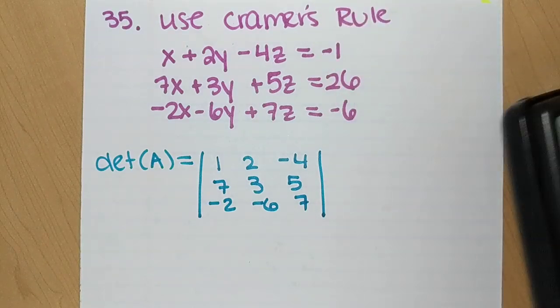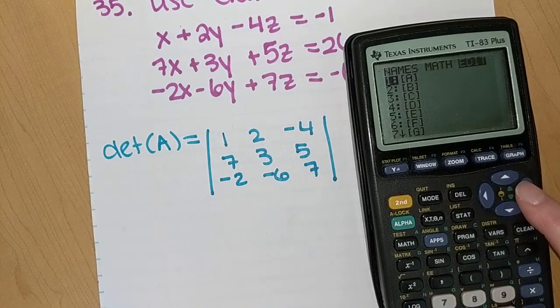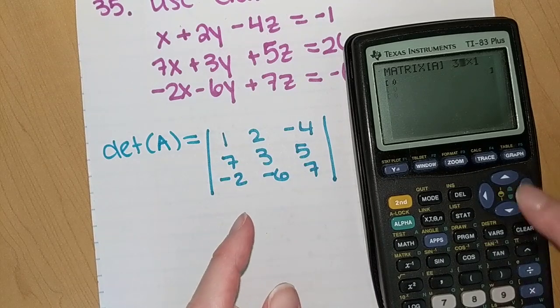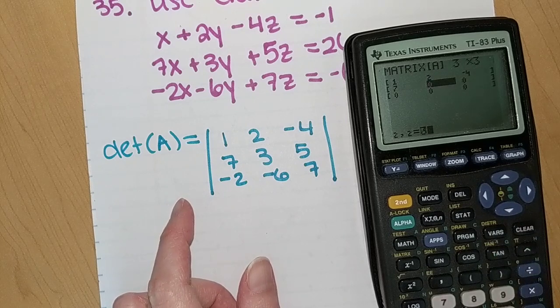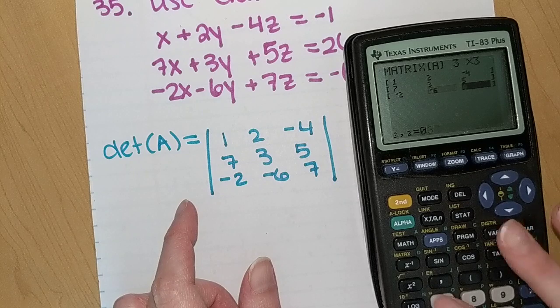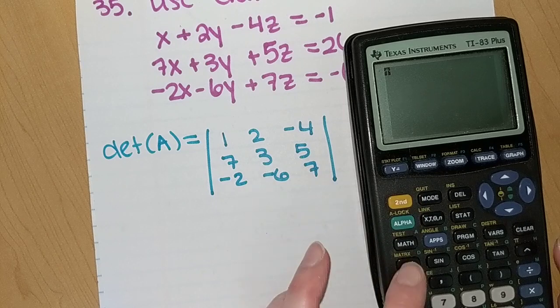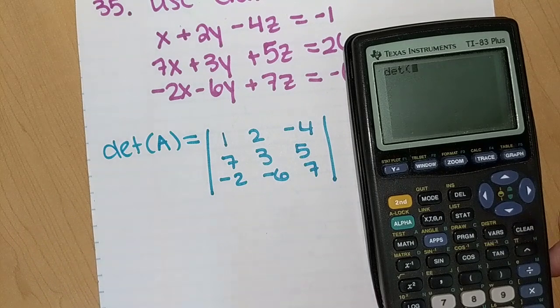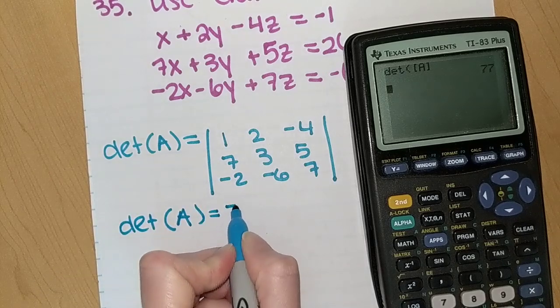Now, you could calculate that by hand, or you could go to your calculator and hit second matrix and then go to edit, and then your A matrix. You're trying to find the determinant of this, so you have a 3 by 3, and then just put in the entries as 1, 2, -4, 7, 3, 5, -2, -6, and 7. Okay, now we want the determinant, so we're going to go second quit, and then second matrix over to math, and right there number 1 is determinant, and then second matrix and select our matrix A. And so that tells us that the determinant of A is equal to 77.